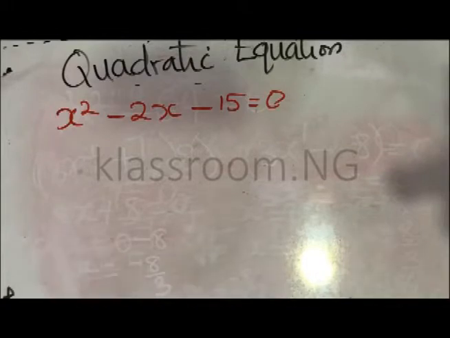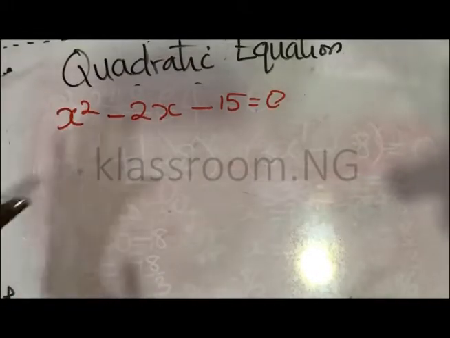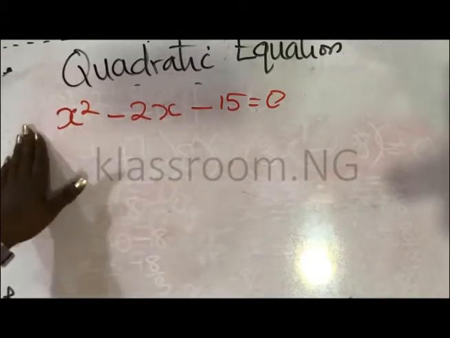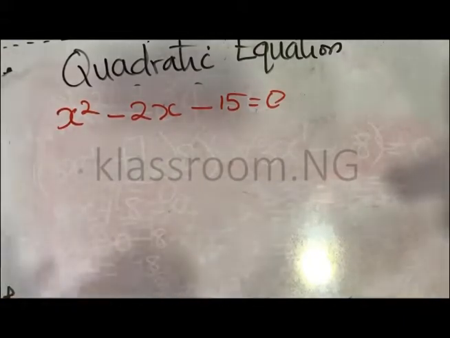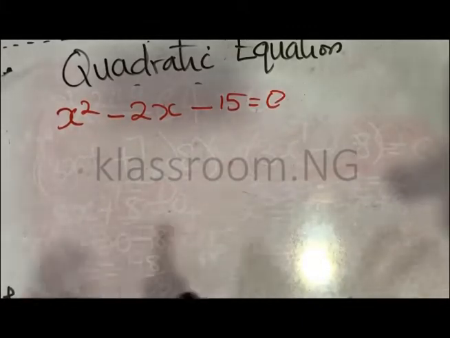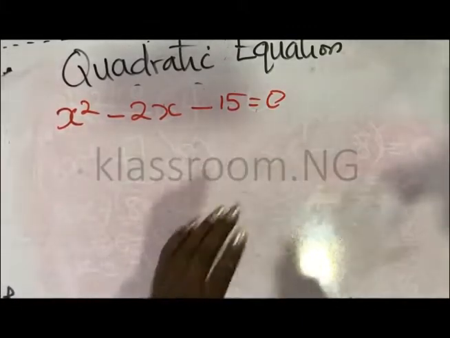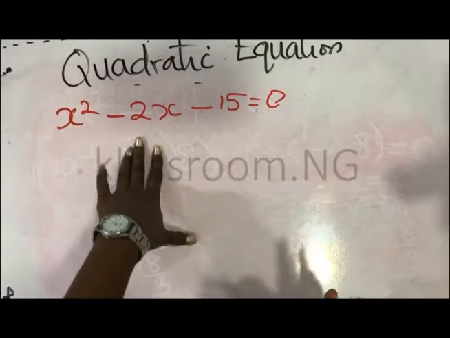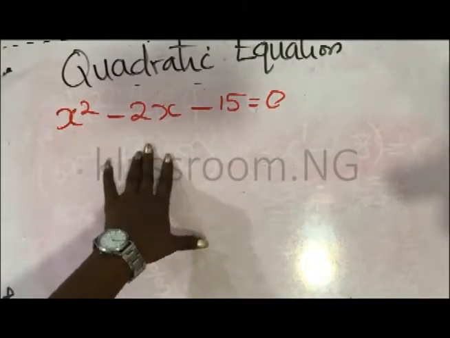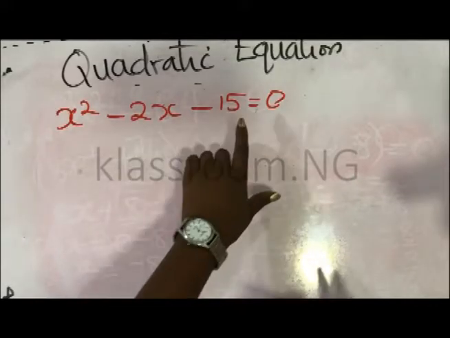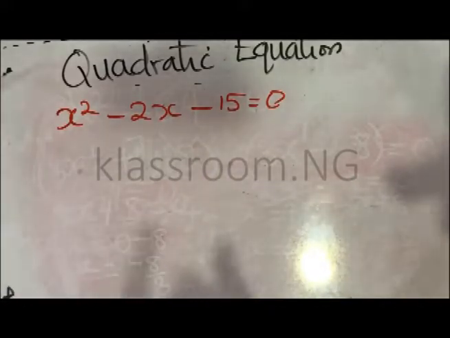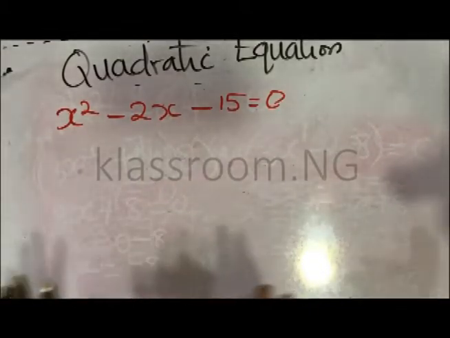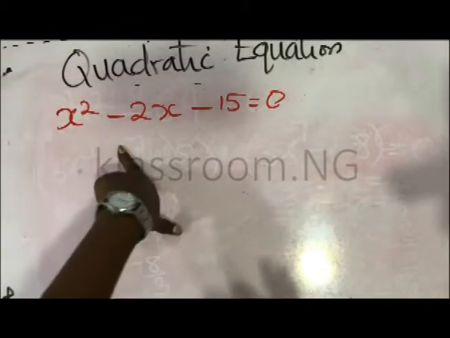So how do we solve this question? Now, we have x raised to power 2. Now, the coefficient of x raised to power 2 is 1, but it's invisible, so you won't say it. So we have 1 times 15. Now, we're going to look at the number at the middle. We have 2x. This is what we're going to consider. We're going to pick two numbers that when we multiply them, give us minus 15, and when we subtract them, give us minus 2x.